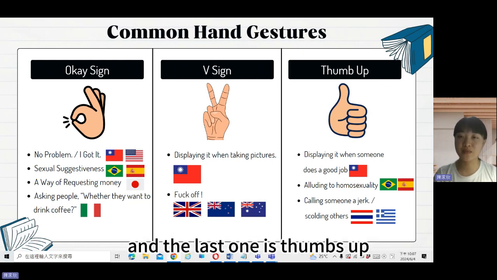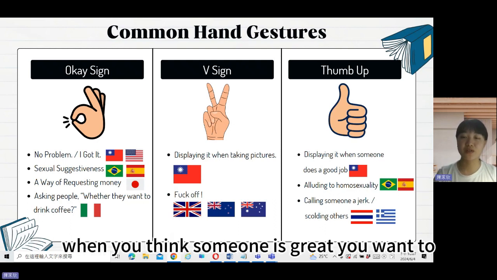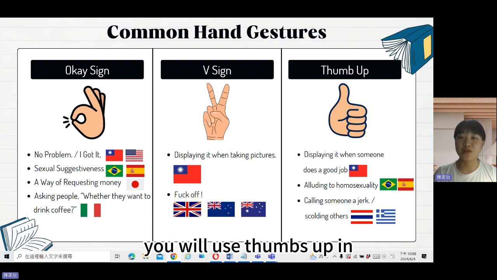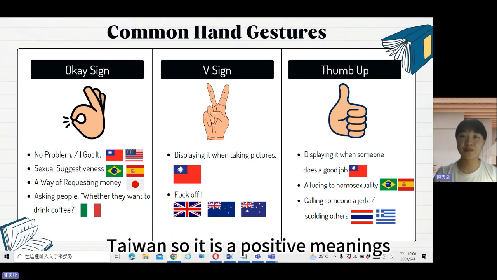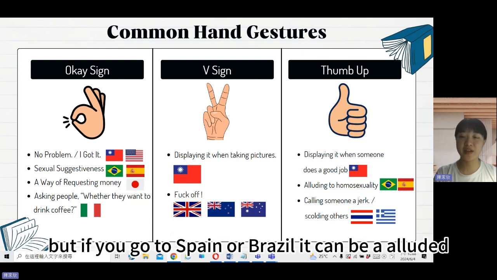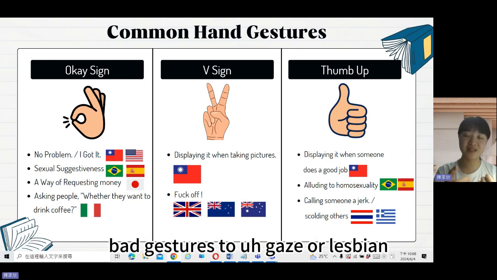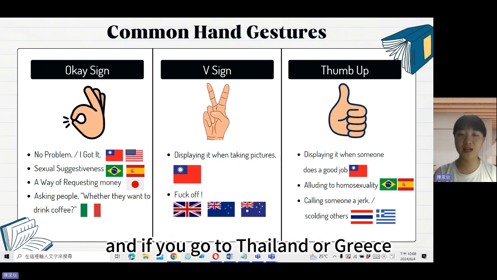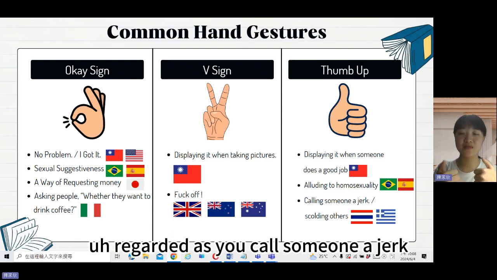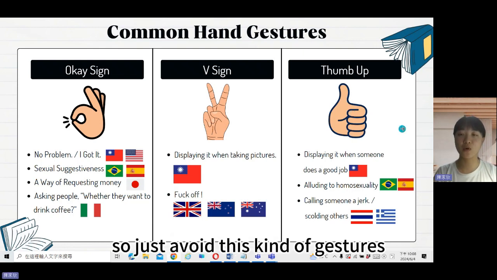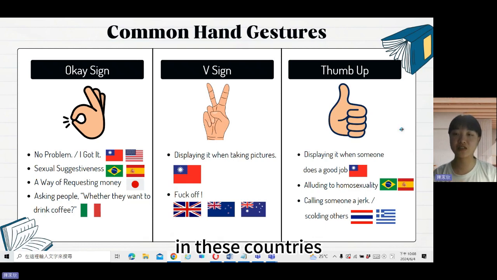And the last one is thumbs up. When you think someone is great, you want to praise him or her, or you think someone does a great job, you will use thumbs up in Taiwan. So it is a positive meaning. But if you go to Spain or Brazil, it can be alluded about homosexuality, and it is kind of bad gestures to gays or lesbian. And if you go to Thailand or Greece, use this can be regarded as you call someone a jerk or you blame some others. So just avoid this kind of gestures in these countries.